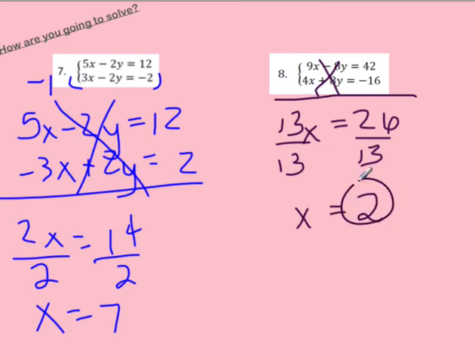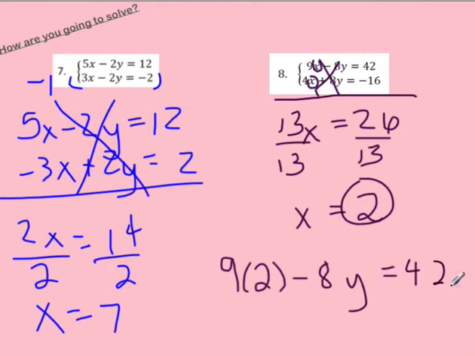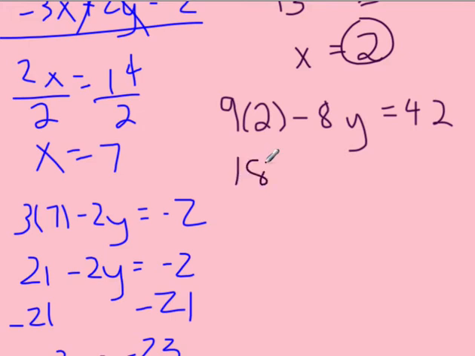So now I know that x is equal to 2, and I can plug it in for x there or there. So now I'm going to take the x out completely, and I'm going to put 2 in instead. Minus 8y is equal to 42. So 9 times 2 is 18, minus 8y is equal to 42.